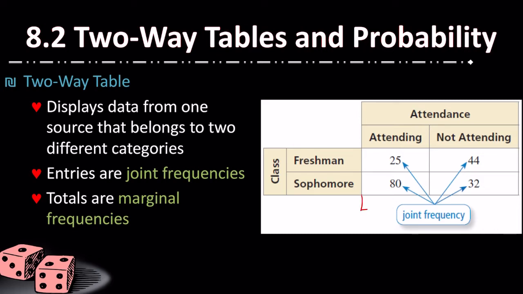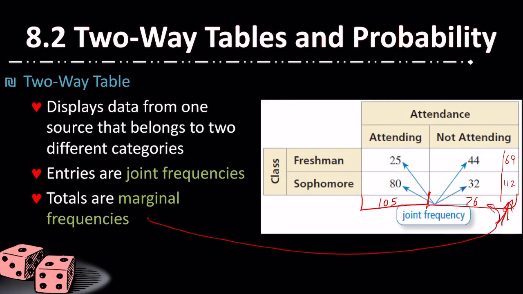So we could make a box down here and say 25 plus 80 is 105. So there's 105 total attending, and 76, the 44 plus 32, that are not attending. You can make a box at the end, say 25 plus 44 makes 69 total freshmen, and 80 plus 32 is 112 total sophomores. Those are the marginal frequencies. Those and those.